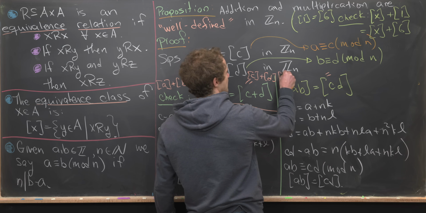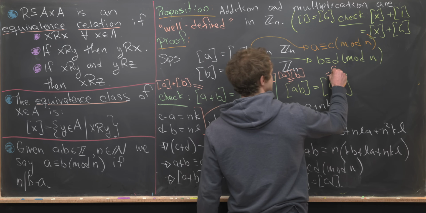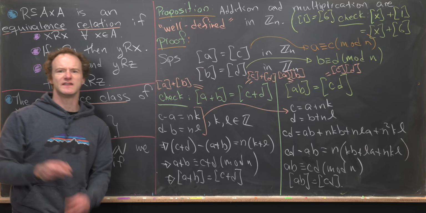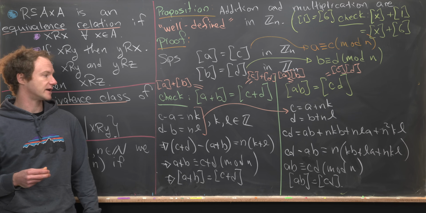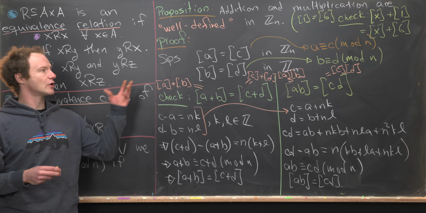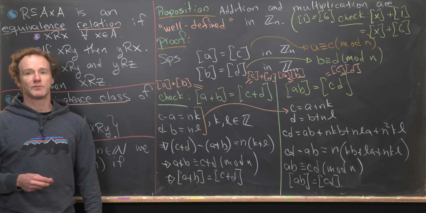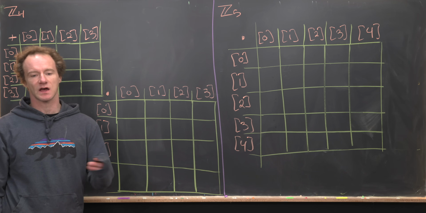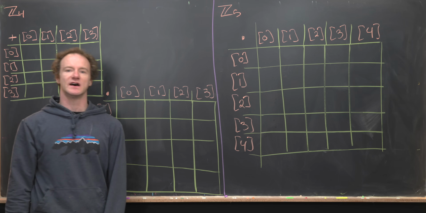And then furthermore, here we could have the equivalence class of A times B, and the equivalence class of C times the equivalence class of D. And here you say that you can bring the multiplication inside the equivalence class, and that's well defined. Okay, so I'm going to go ahead and clean this up, and we want to look at one last computational example. We're going to finish this off by looking at some computational examples of addition and multiplication in Zn for different values of n.